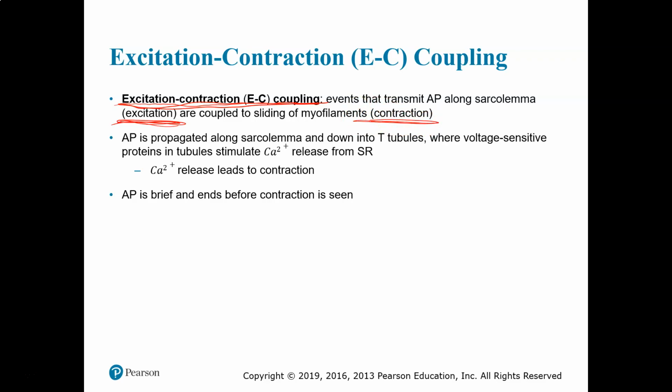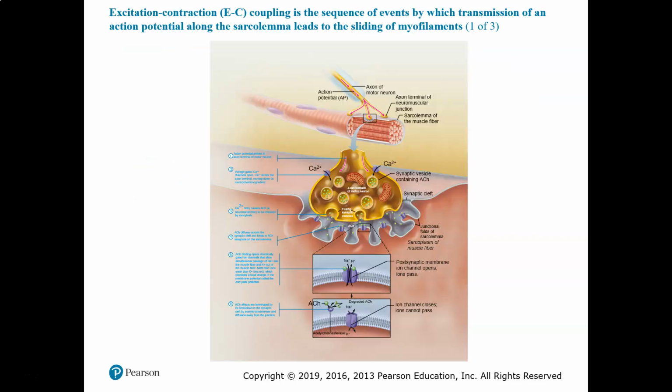So what happens is the action potential is propagated along the sarcolemma, and the sarcolemma eventually folds down and into these T-tubules, which go deep into the muscle fiber and transmit that action potential deep into the muscle fiber so that it can cause the release of calcium ions from the sarcoplasmic reticulum. And those calcium ions will trigger the muscle contraction.